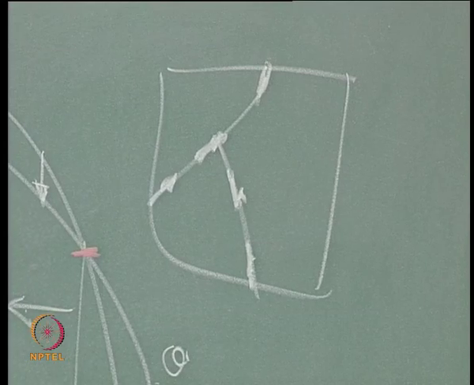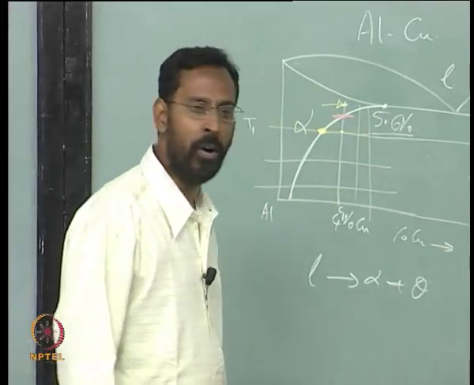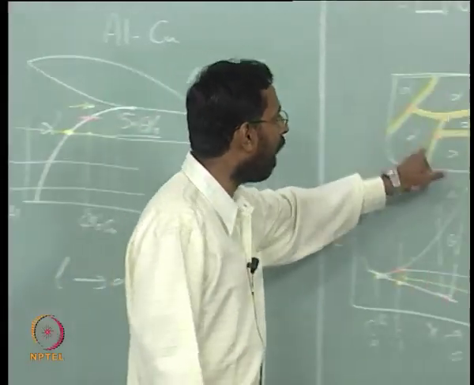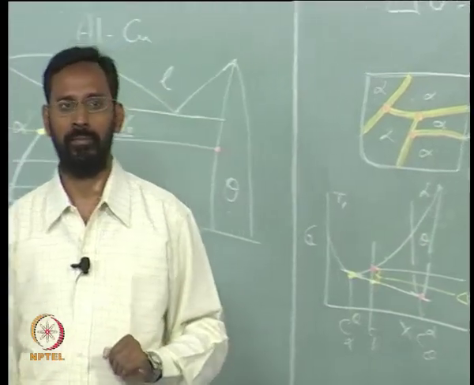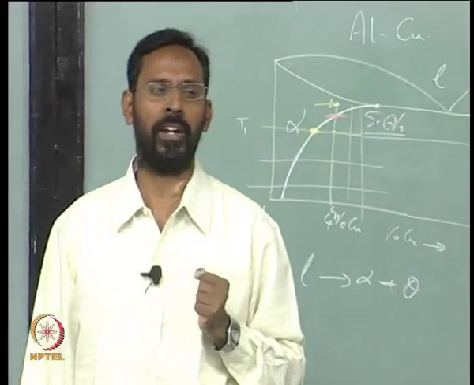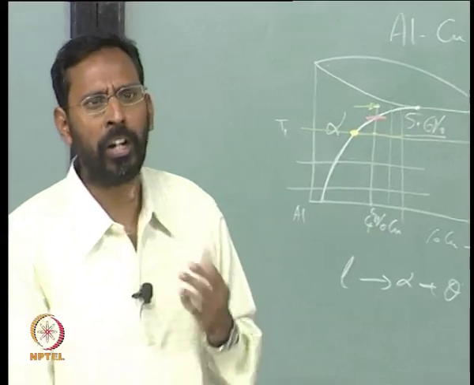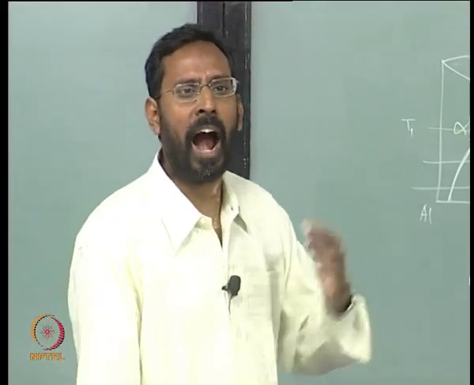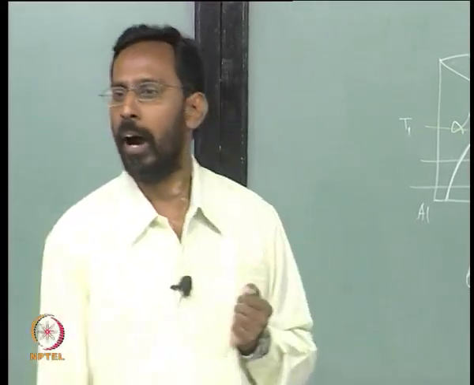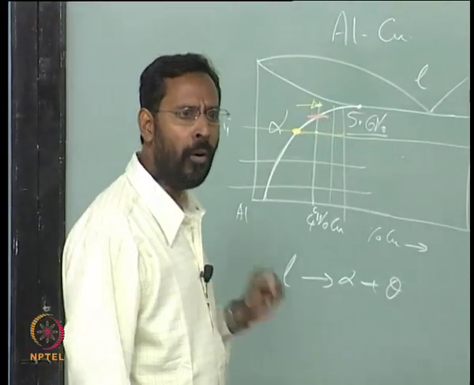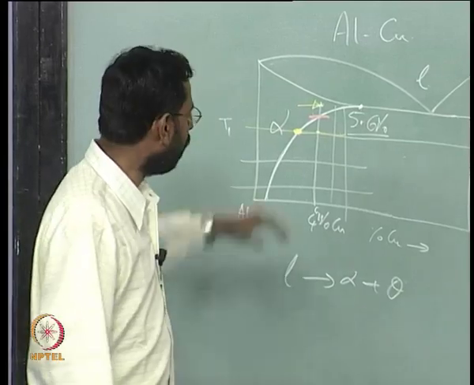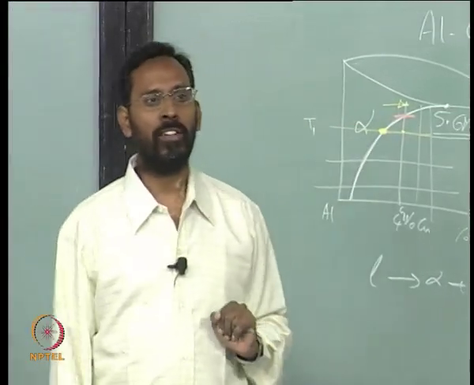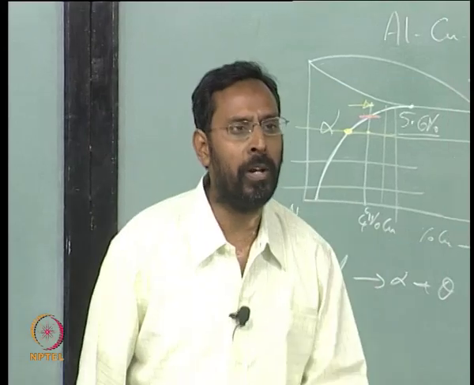The other way to do it is, if I can somehow prevent the precipitation at the grain boundary at all, that is the whole crux of precipitation hardening. I somehow try to avoid precipitating at the grain boundaries. How do I avoid this? The only way I can avoid it is to allow precipitation to occur not near the solvus line, but at temperatures much below the solvus line.